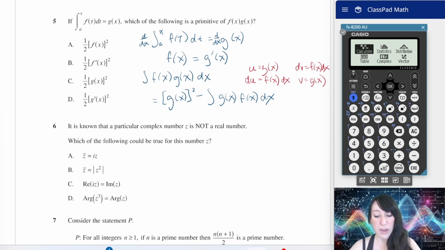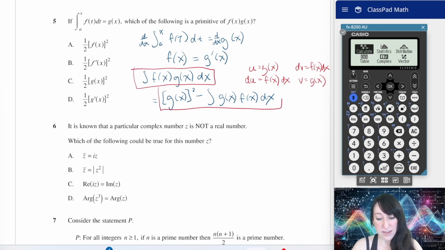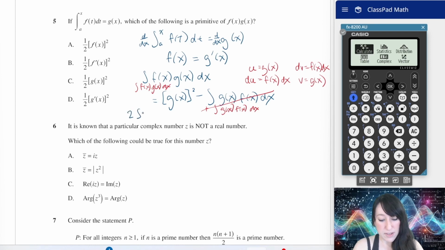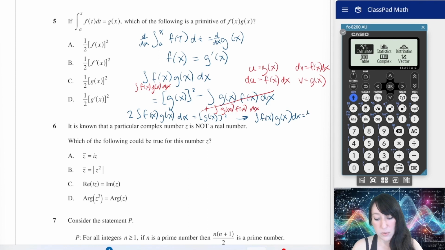So this is a typical result where we get the same integral after we do the integration by parts. So what we do is we add that integral to both sides of this equation, as in this is the left-hand side and this is the right-hand side. That would give us that 2 times the integral is equal to g of x squared. And that tells us that the integral that we are looking at is equal to 1/2 times g of x squared. So the answer is C.